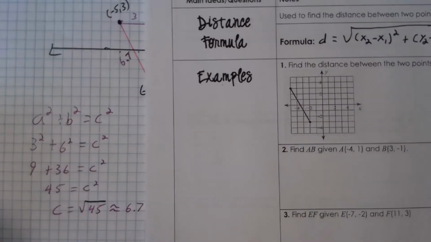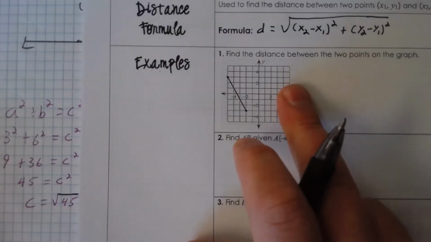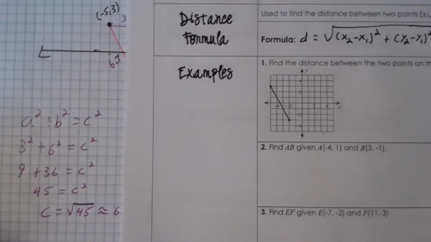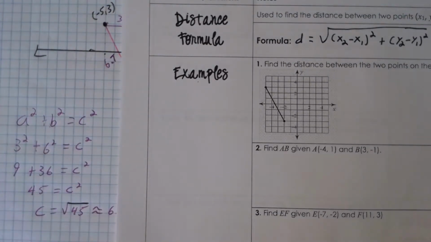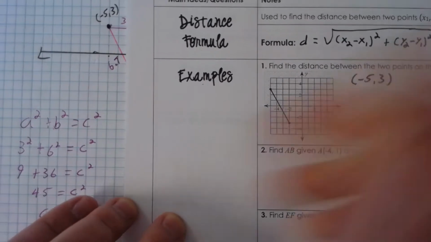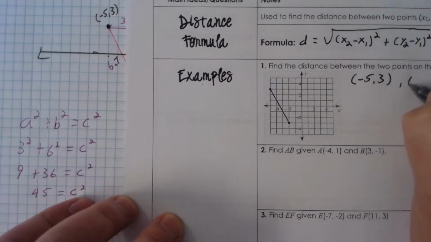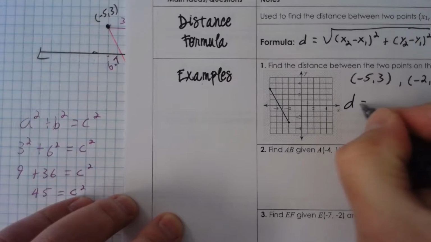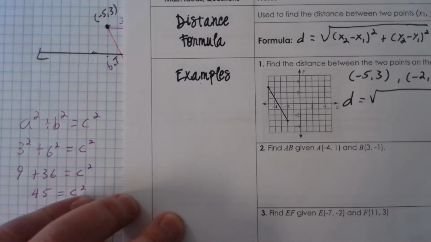All right, so that's actually the very first example that was on your page here, if you want to copy that down. And we will, let's look at it another way. That was a little bit of work to do that. So -5, 3, and then -2, -3. If I want to use this distance formula, this is what we'll end up having to do.